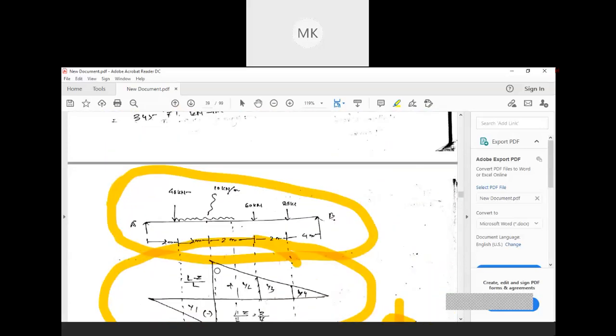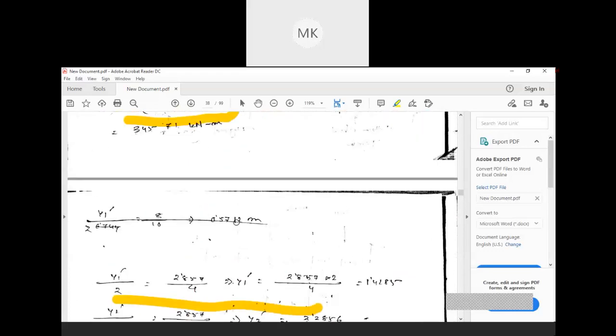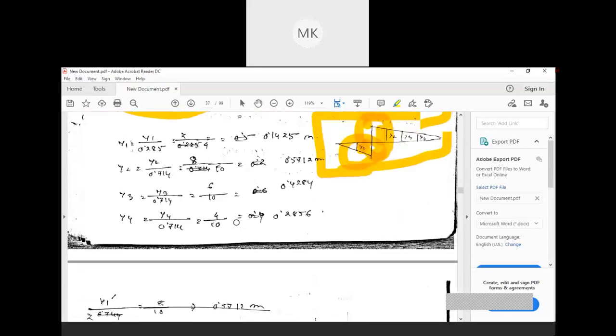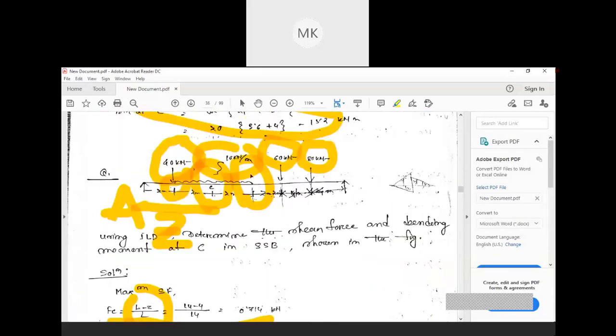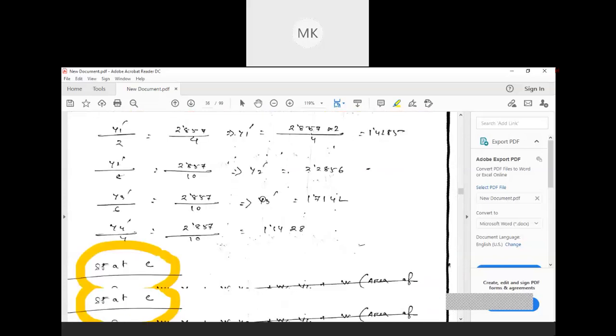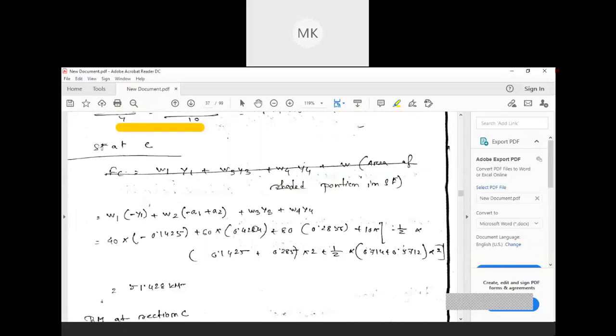So all of you please try to solve this numerical. This is the same as the one we did earlier. You see, this is the same as this, only you replace the load with a different load.